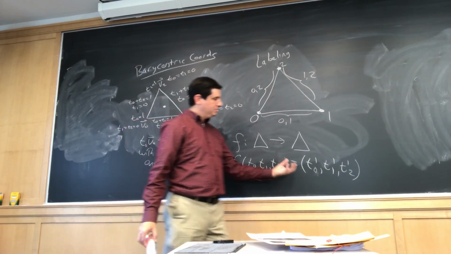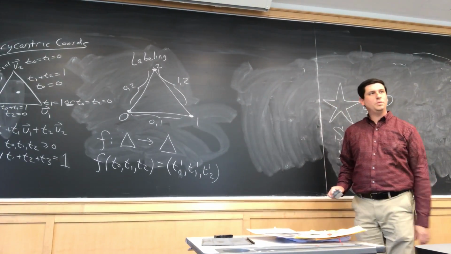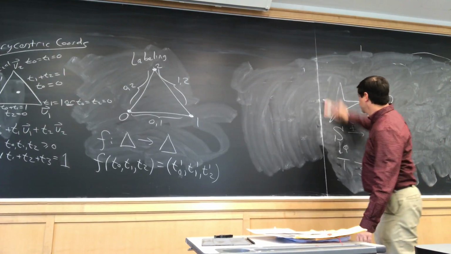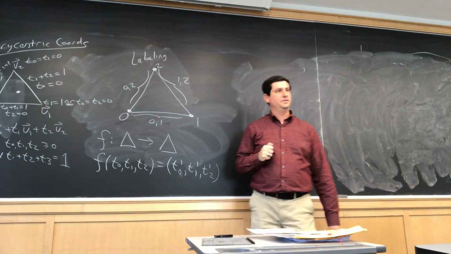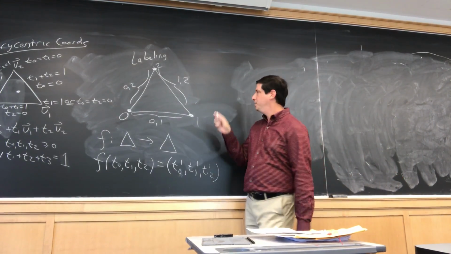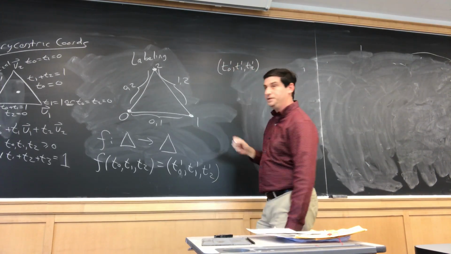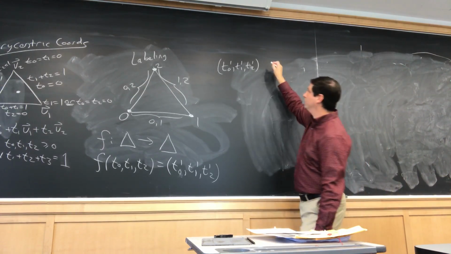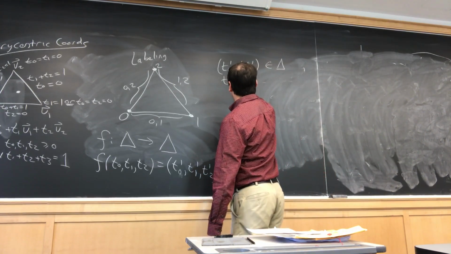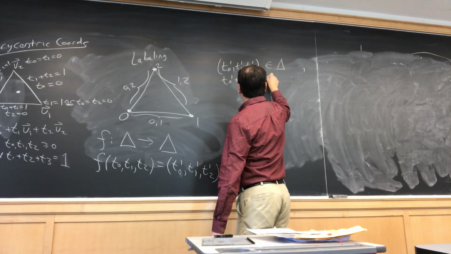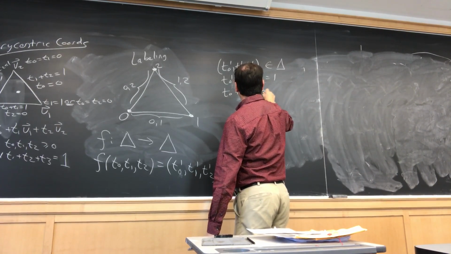What do we know about T0, T1, T2 primes? What do we know about that new point? What must be true? Where does it live? In the triangle. So it lives in the triangle, okay, so we know that much. What else do we know about it? It sums to 1. And we know T0 plus T1 plus T2 equals 1.